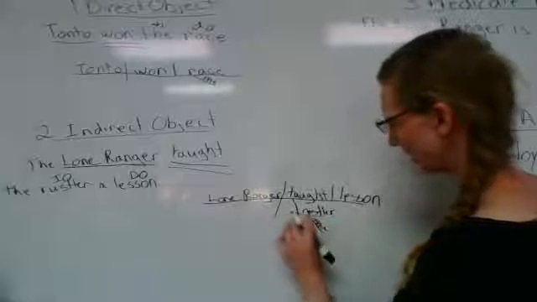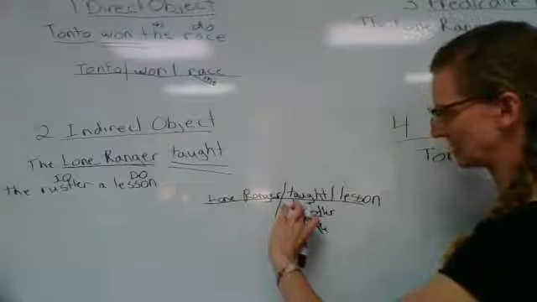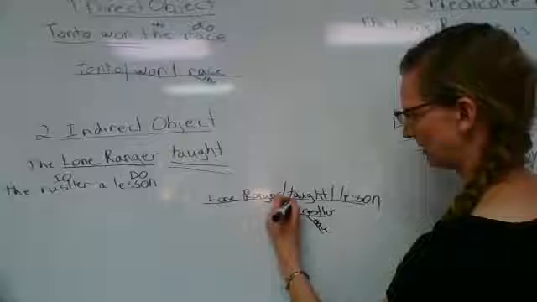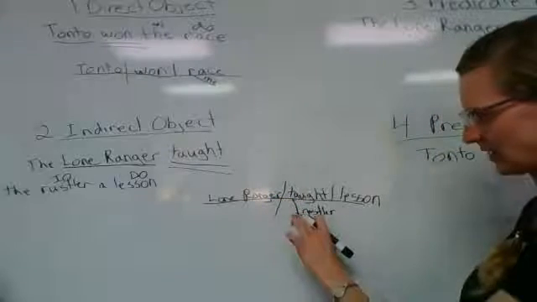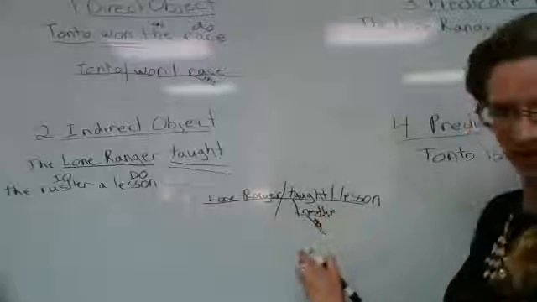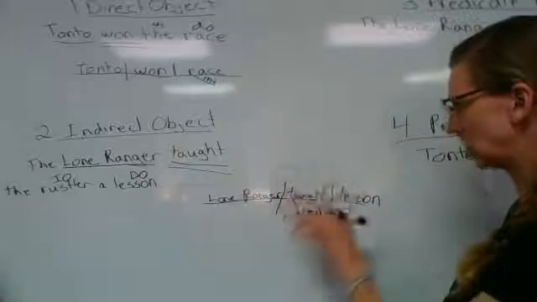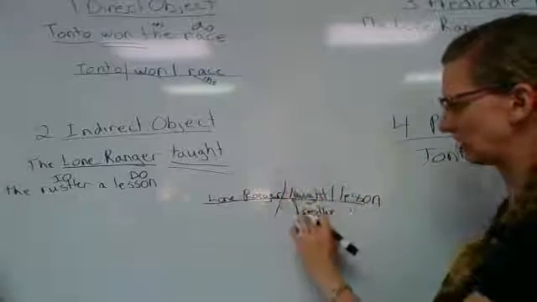So you do it just like a prepositional phrase, but you don't have a preposition. So you just leave that part blank. Instead of having to, from, among, you leave that blank. Then you do the other line. So taught wrestler a lesson. So he taught a lesson, but he taught it to the wrestler.